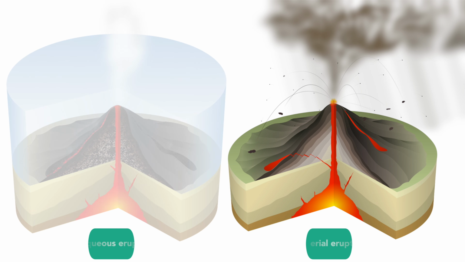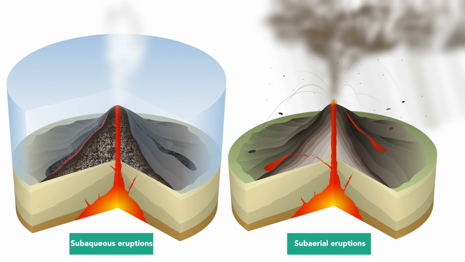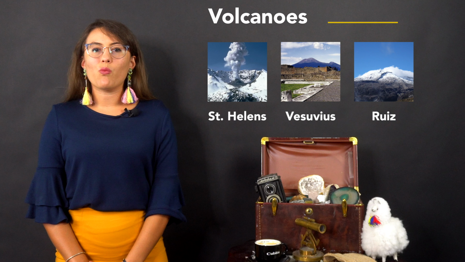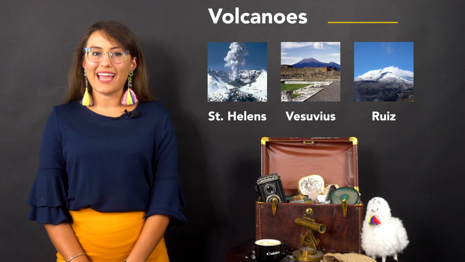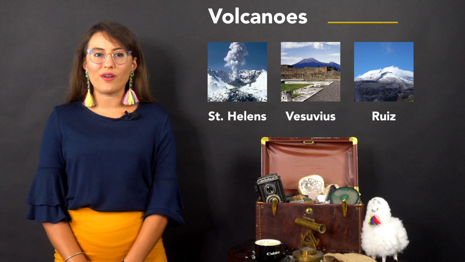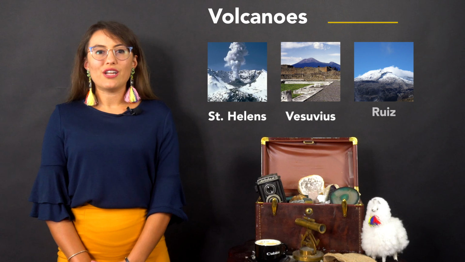Volcanoes can be located on land, known as subaerial eruptions, and under a body of water, such as an ocean or a lake, and are referred to as subaqueous eruptions. Volcanic eruptions can be catastrophic and can completely devastate the surrounding areas. Some well-known volcanic eruptions are Mount St. Helens, Mount Vesuvius, and Mount Ruiz, to name just a few. To understand what causes these catastrophic events, we need to begin with discussing magma generation and composition.